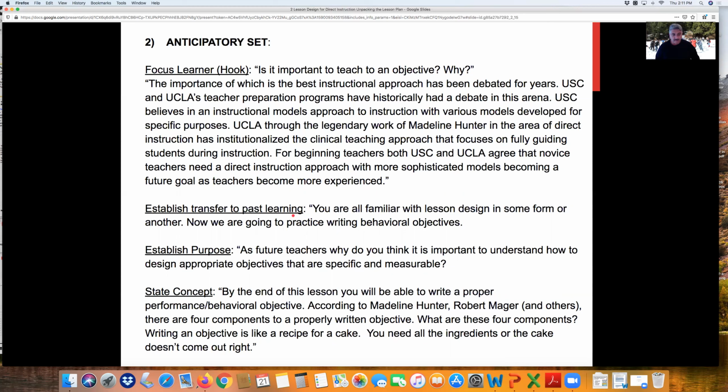And then the 4th thing is state the concept. When you state the concept, the way that you write the objective in the first component of the lesson plan is a little bit more stilted, a little bit more formal. Here, you want to tell the kids the objective in a more student-friendly way. For example, mine says, by the end of this lesson, you'll be able to write a proper performance behavioral objective. I tend to quote myself here because I want to remember the language I want to use when I teach a lesson. But here, you're clearly telling the students what's expected of them. What are they going to be learning as the lesson gets started?